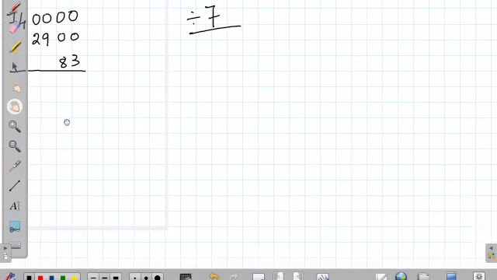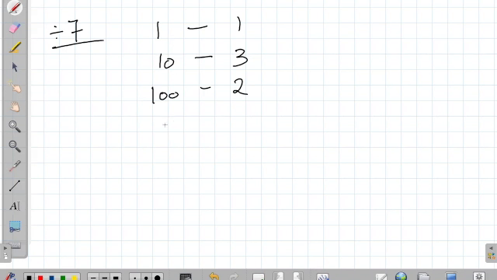So how can we extend this to 7? So with 7, what are the remainders we have? The remainder with 1, ones, is 1. The remainder with 10 is 3. The remainder with 100 is 2. The remainder with 1,000 is 6. The remainder with 10,000 is 4. And the remainder with 1 lakh is 5.